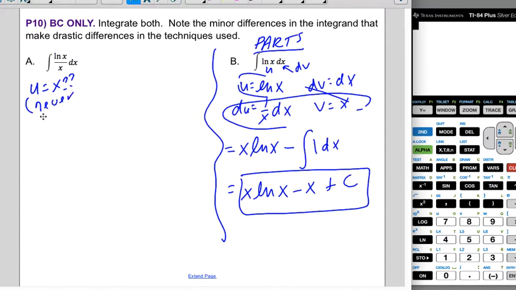It never helps to make u x unless you're talking about arc-trig, right? And you have a u and an a. So u can't be x. So is u natural log? And the answer to that is absolutely it is.